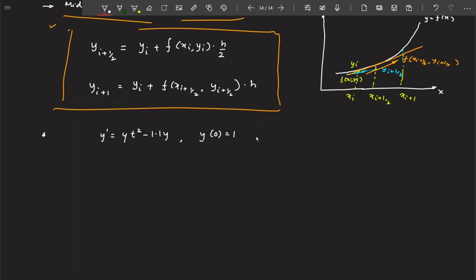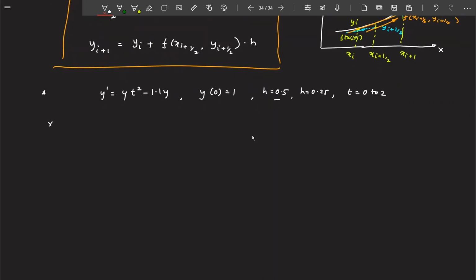y0 is equal to 1, y at x is equal to 0 is equal to 1, and the step size, so we are solving this problem using the midpoint method, and the step sizes we are using are 0.5 and 0.25. We will use both the steps, sorry, and the domain was 0 to 2. So this is the problem that we are going to solve by using the midpoint method.